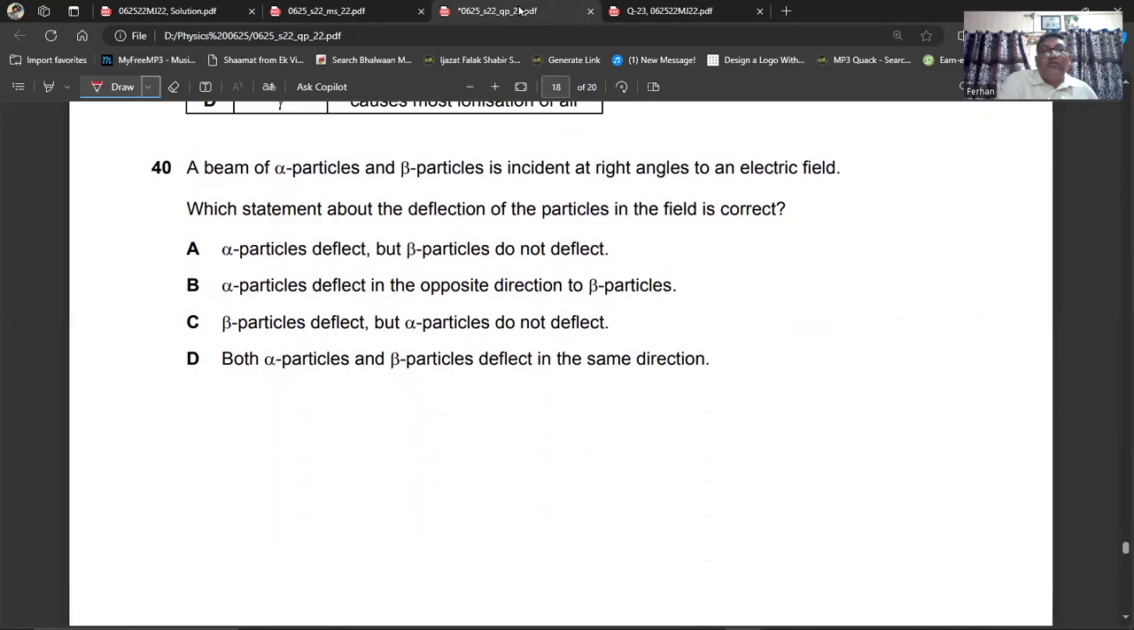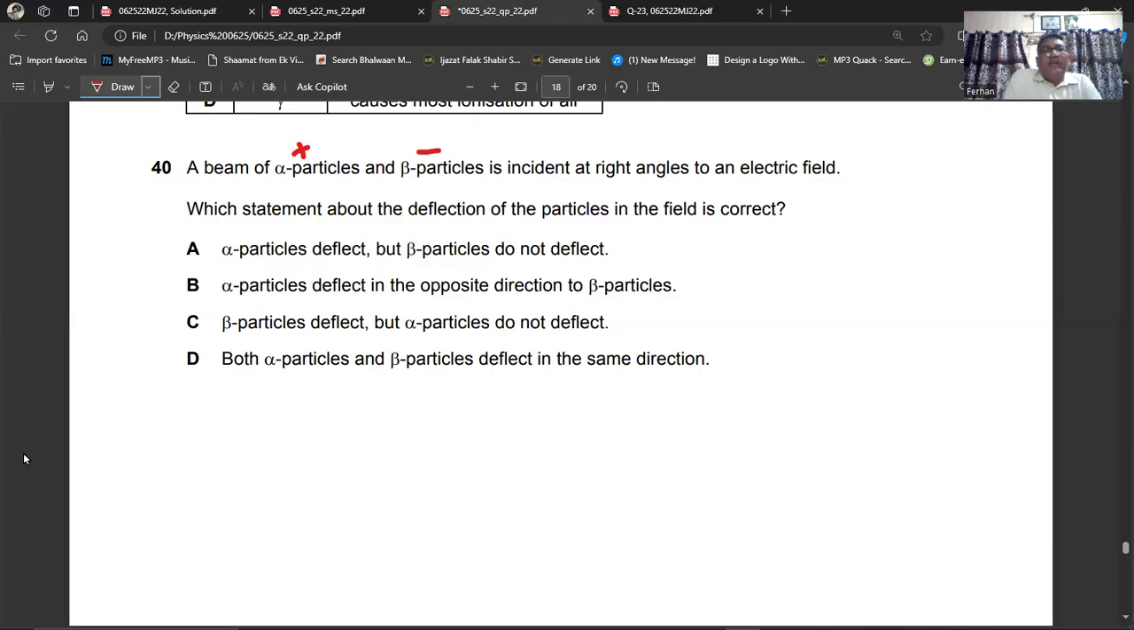Then we have question number 40. A beam of alpha particles and beta particles is incident at right angle to an electric field. Which statement about the deflection of the particles in the field is correct? You see, alpha particles are positively charged. The alpha particles are positive, and the beta particles are negative. So, in an electric field, they will be deflected in opposite directions.